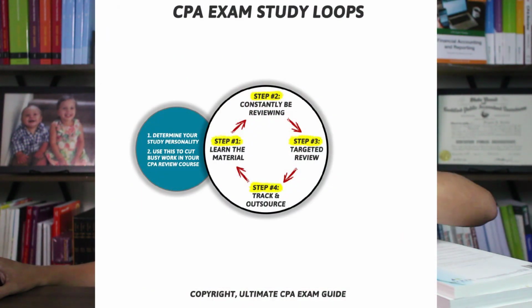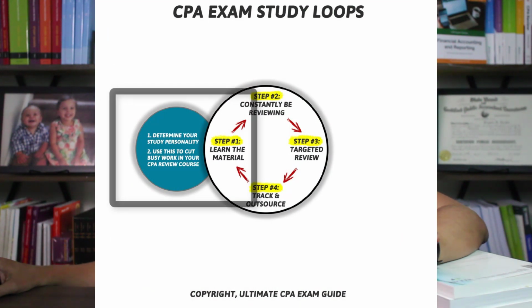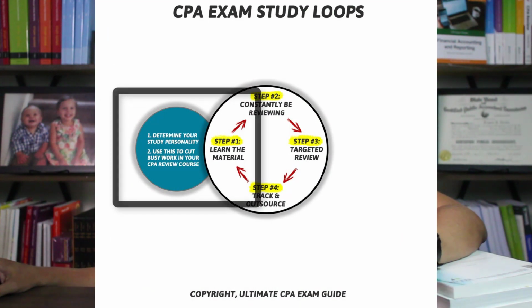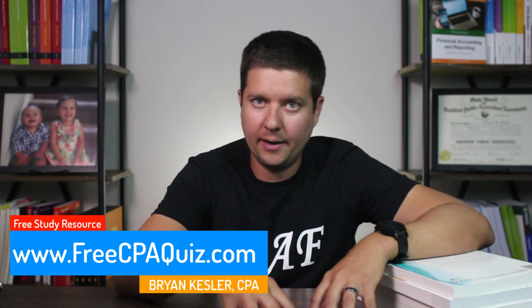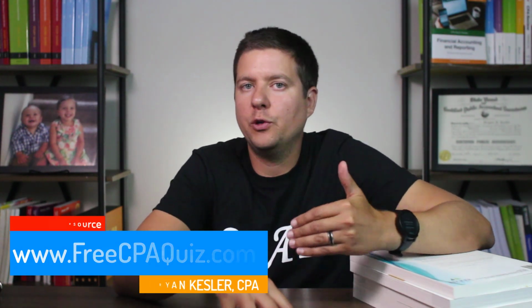All right, so implementing a CPA exam study loop requires a 4-step process. So step number 1, it's extremely obvious. You have to learn the material, right? So that means putting in the time, watching the lectures, reading the text. And if you haven't already, head over to freecpaquiz.com, and it's going to be a study personality quiz that you can take that will help you identify how you learn best.